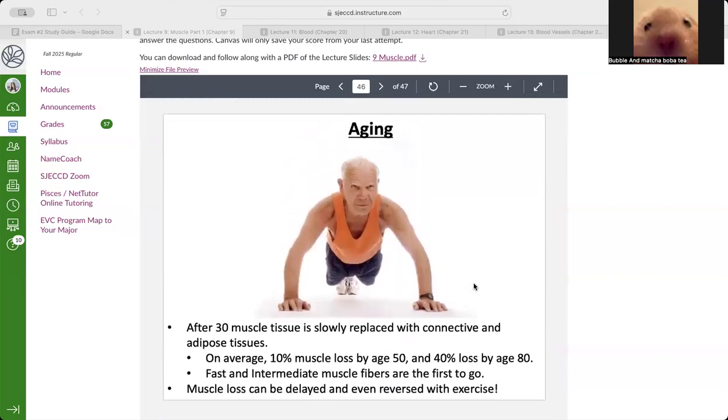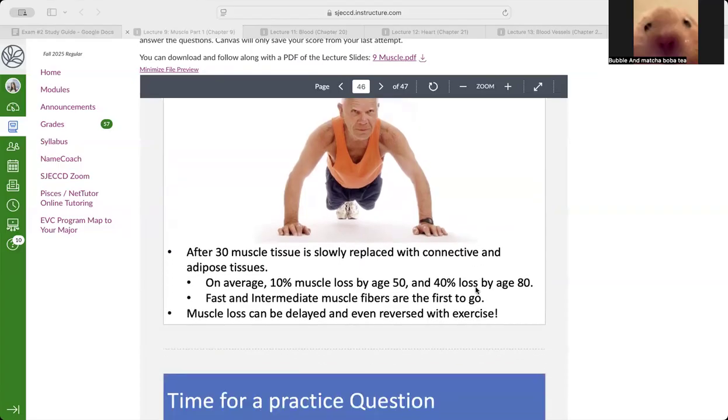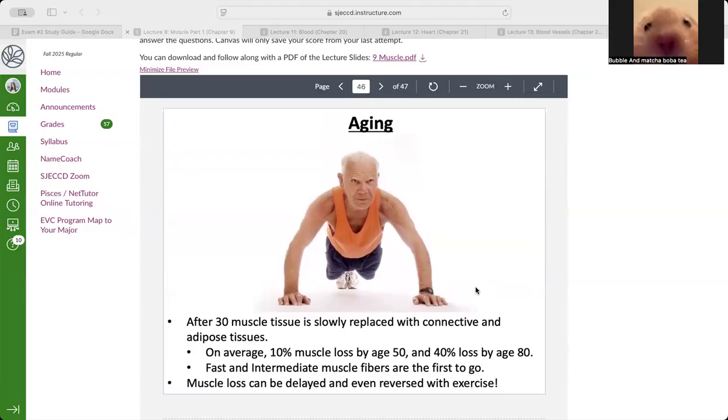Okay, so for aging, as you age, it gets harder to repair your skeletal muscle fibers. And sometimes fibrosis can occur when they have like heart problems, and when skeletal muscle fibers don't repair well, you don't grow new ones. And as you age beyond 30, your muscle tissue is slowly being replaced by connective and adipose tissue. So by 50, you lose 10%. By like 80, you lose 40%. Fast and intermediate muscle fibers are gone. So if you want to preserve muscle, you want to do aerobic exercises to preserve it.